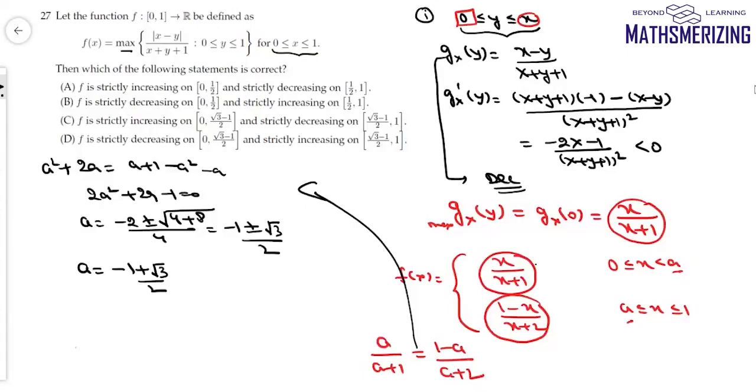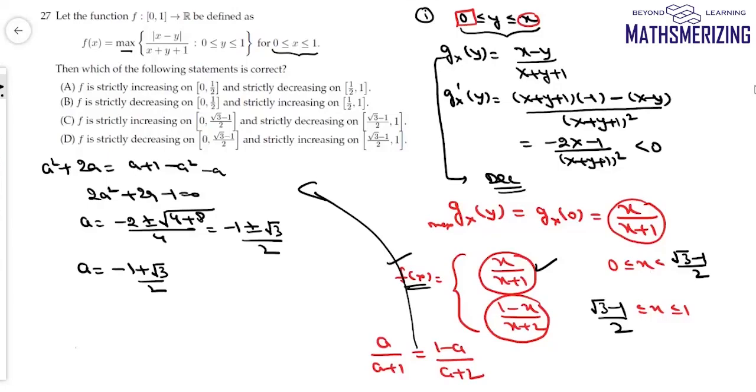root 3 upon 2. So that means this function f(x) is defined as x upon x plus 1 when the value of x lies between 0 and root 3 minus 1 upon 2. And this function is 1 minus x upon x plus 2 when the value of x lies between root 3 minus 1 upon 2 and 1. Now we'll need to find where this function increases and where this function decreases.